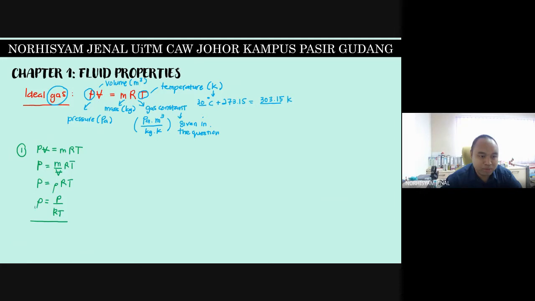It's hard for you to differentiate, so let me write rho like this. So pressure P divided by R divided by T, you will get the density.